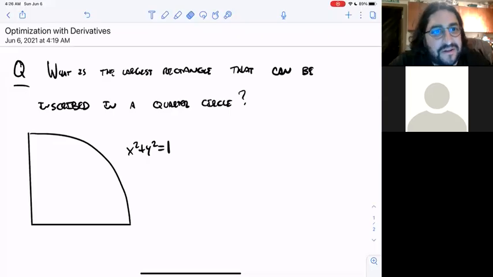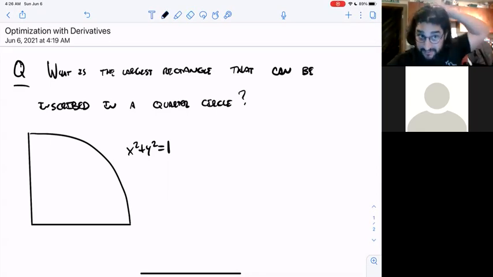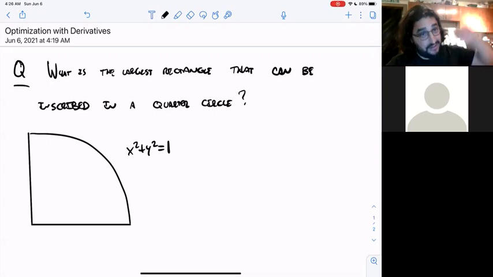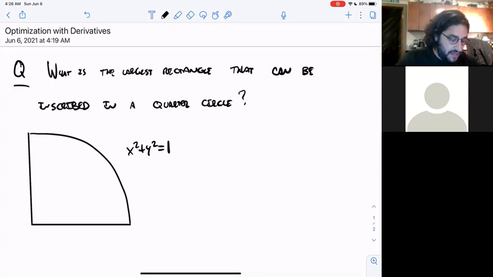All right, so in this video, I would like to talk about one of the applications of derivatives, which is optimization. Great tool for finding maximums and minimums of quantity of interest. Here, what I want to look at is a very geometric question. What's the largest rectangle that can be inscribed in a quarter circle?